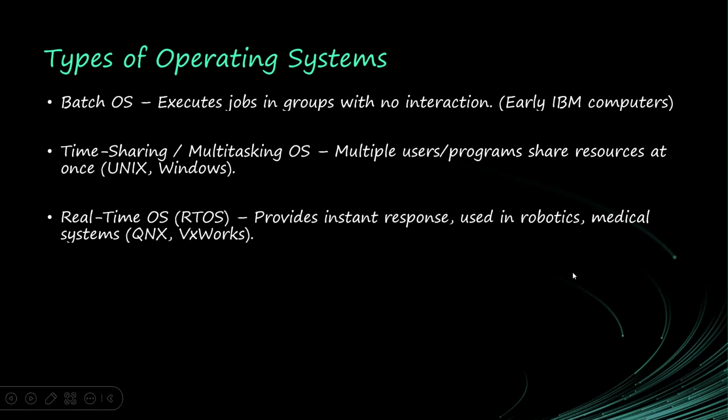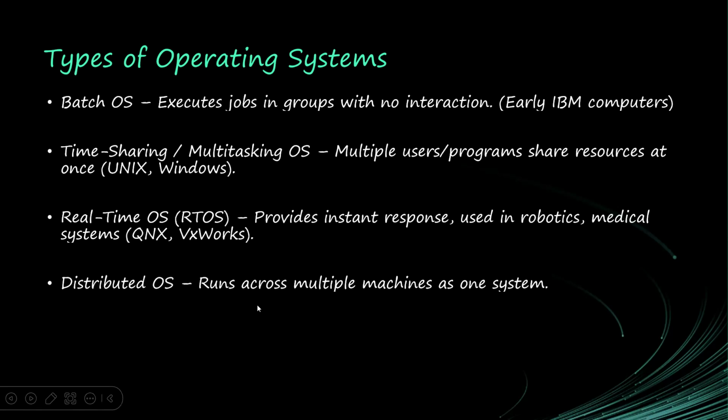We also have the real-time operating system, which provides instant response. They are used in robotics and medical systems, and examples are QNX and VxWorks. I will explain more in the next class, when we talk about the history of operating systems, what all these things mean.